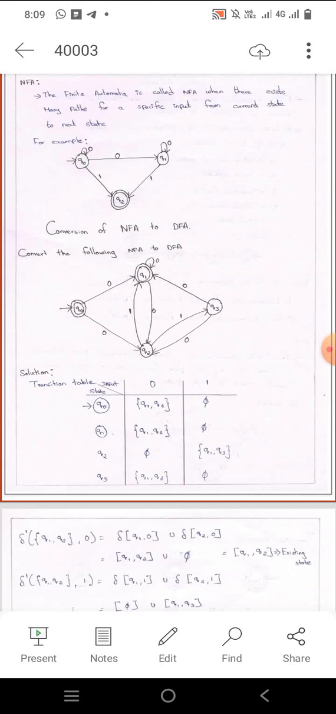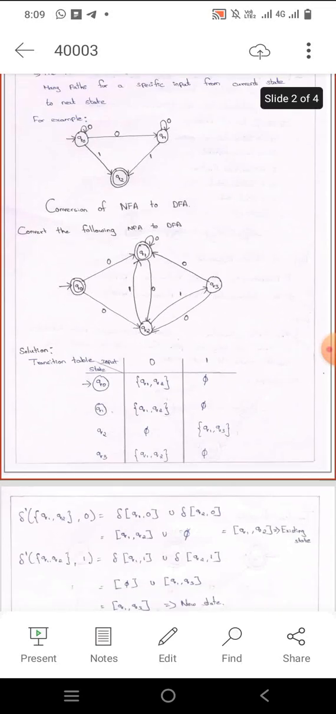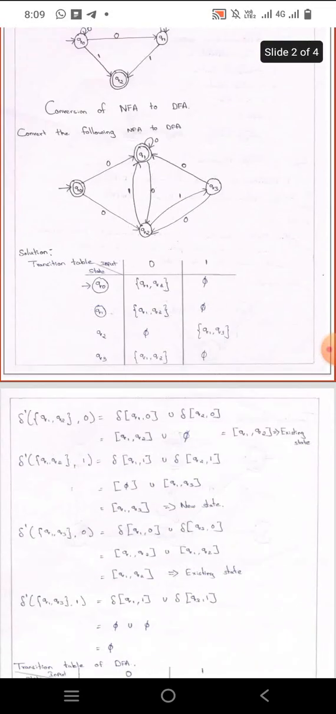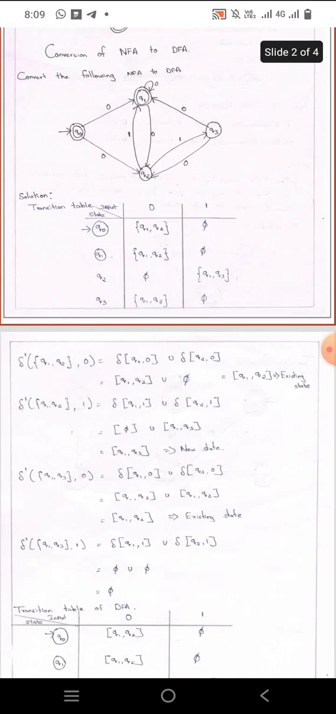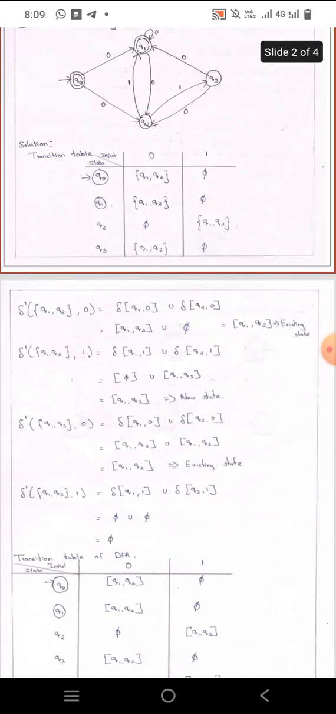So if we got a new state, we want to compare that new state with the input symbol. So here in this question, the input symbols are 0 and 1. So what are the new states? Compare those with the input symbols zeros and ones till we get an existing state. So first compare transition of Q1, Q2 with the input symbol 0.